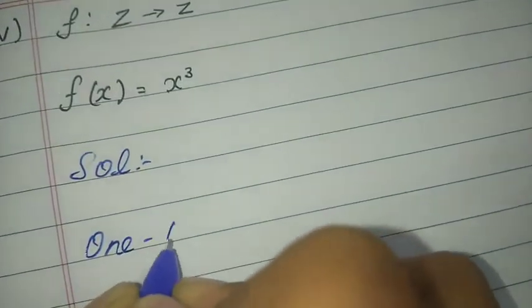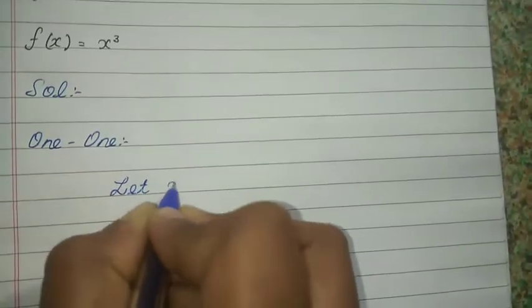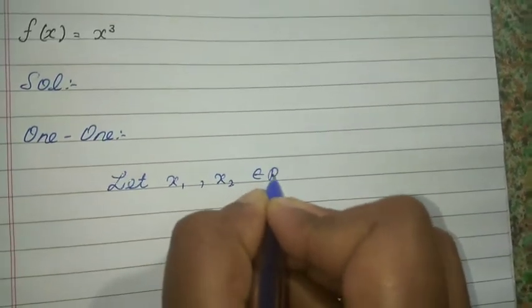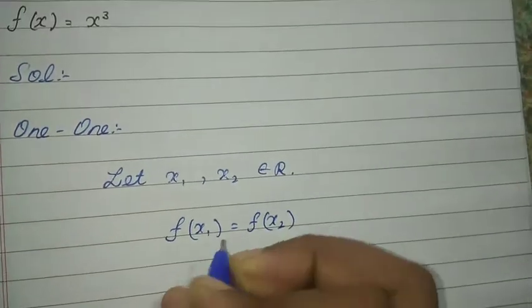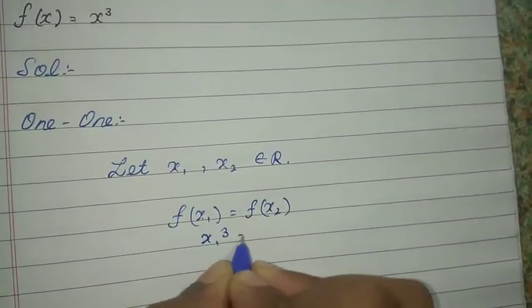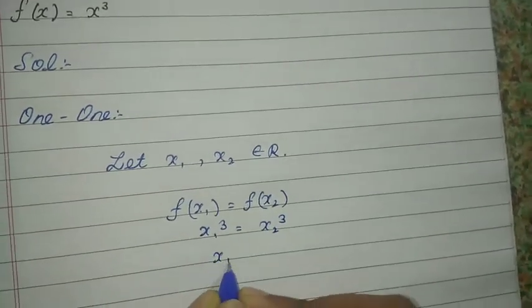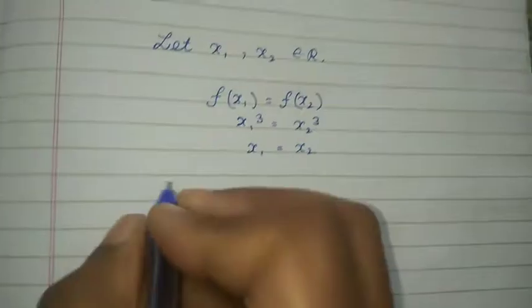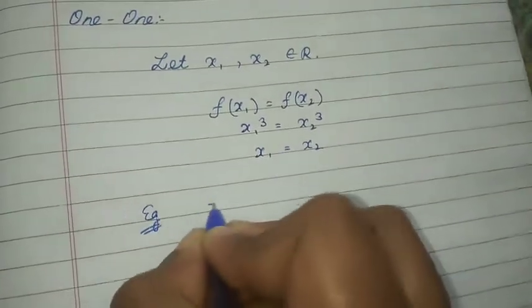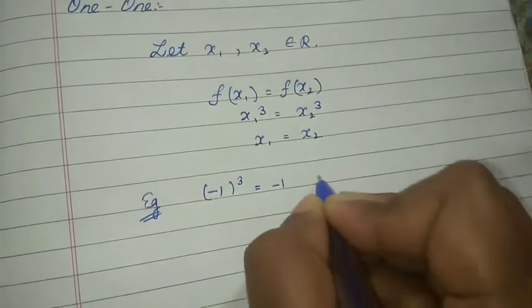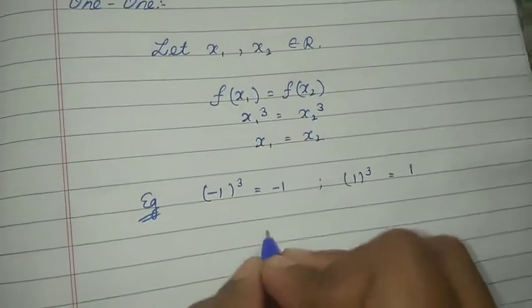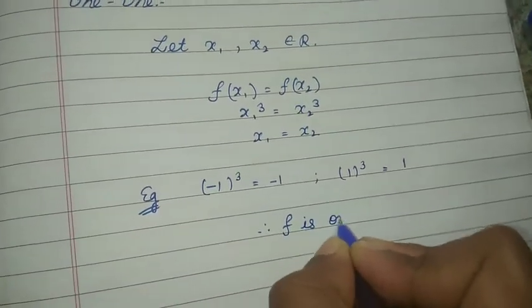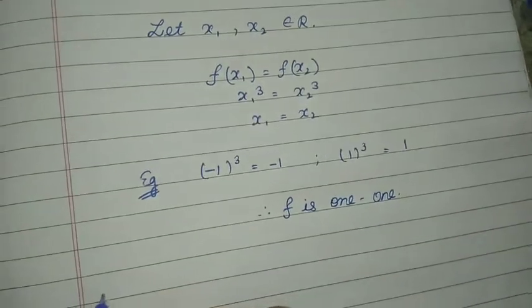Function from Z to Z, integers, given by f of x is equal to x cube. First, 1 to 1. Now I am writing, let x1, x2 belong to Z. So therefore f of x1 is equal to f of x2. Therefore x1 cube is equal to x2 cube. Therefore x1 is equal to x2. Even if we take the example, minus 1 cube is equal to minus 1, 1 cube is equal to 1 only. So it is 1 to 1 only, no? So therefore f is 1 to 1 or injective.